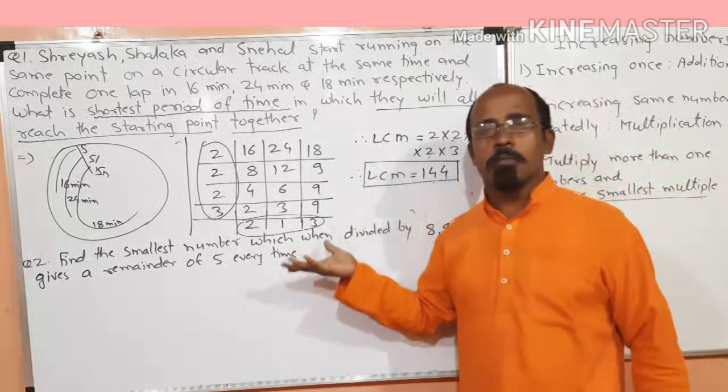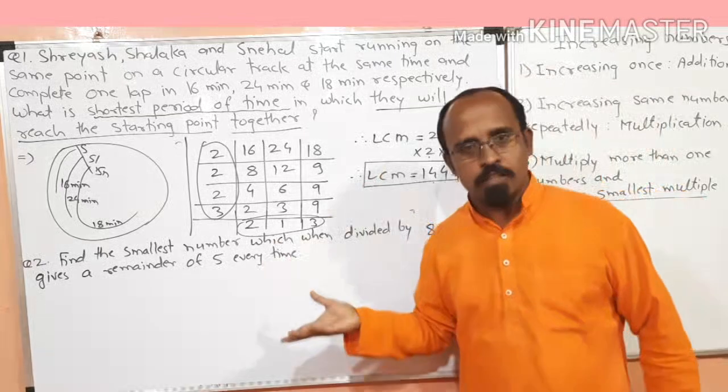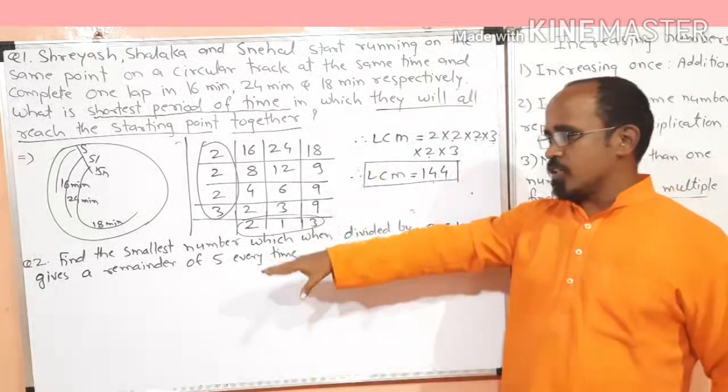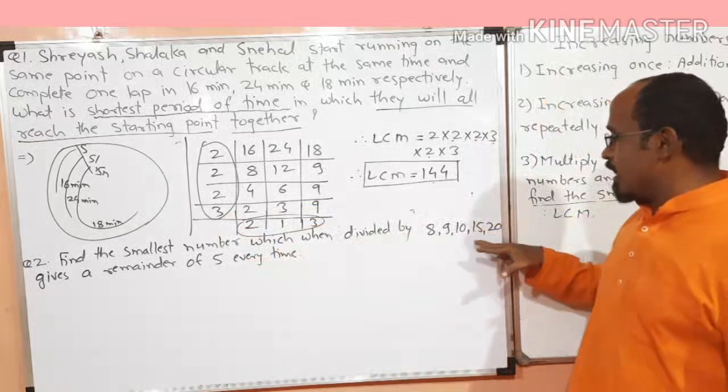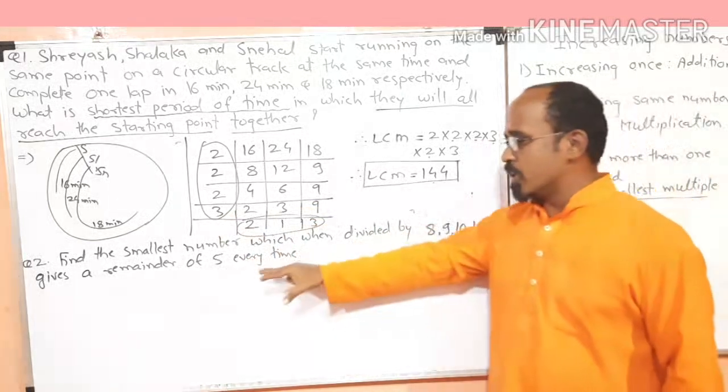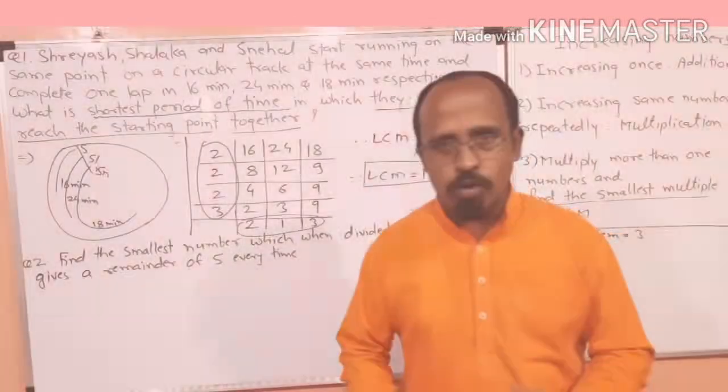This is example number 4 from practice set 14. The question is, find the smallest number which when divided by 8, 9, 10, 15, 20 gives a remainder of 5 every time. Please try to understand the question.